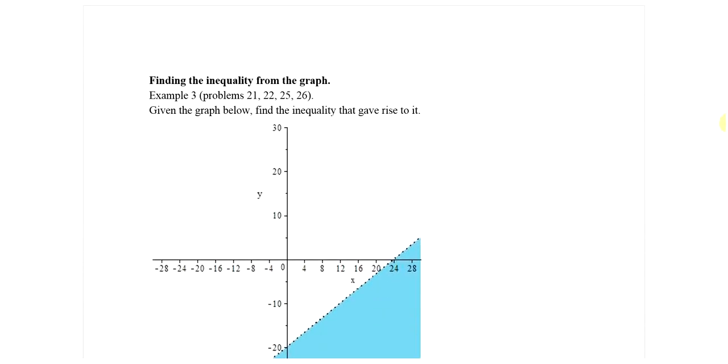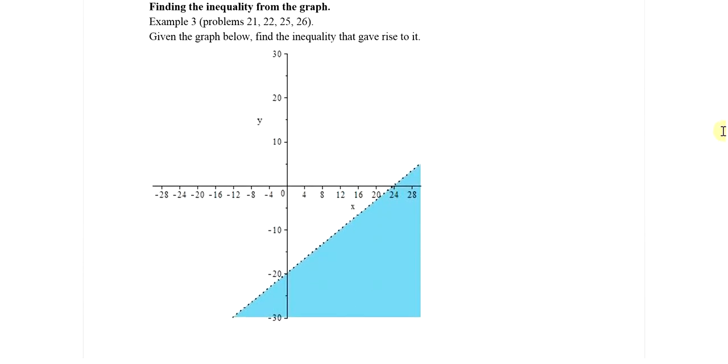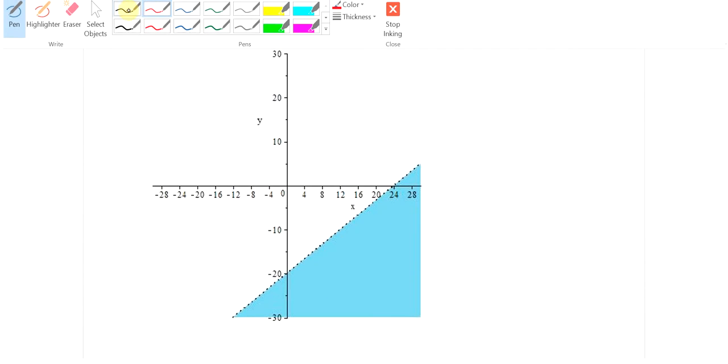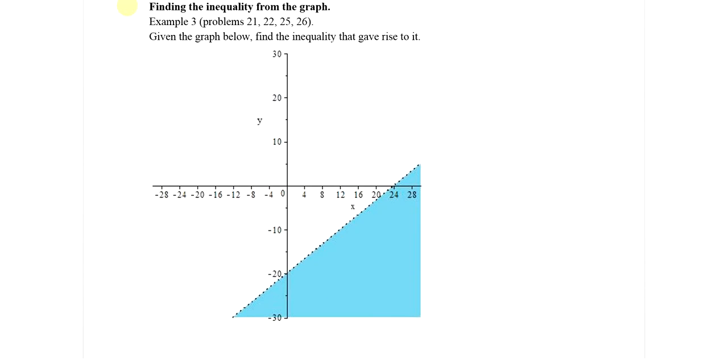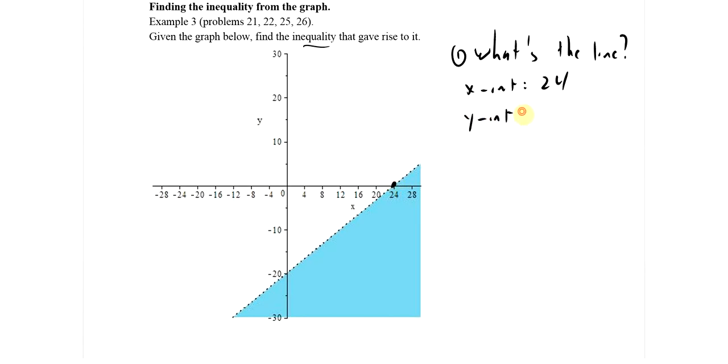Okay, well, here's an example going the other way. Here's a line, a region, and we want to figure out, this is the solution, this is the graph that we got. What's the inequality that we started with? Okay, well, we can look at this and we can say, question 1, what's the line? And we know what the x-intercept is. That's 24 right there. And we know what the y-intercept is. That's minus 20.